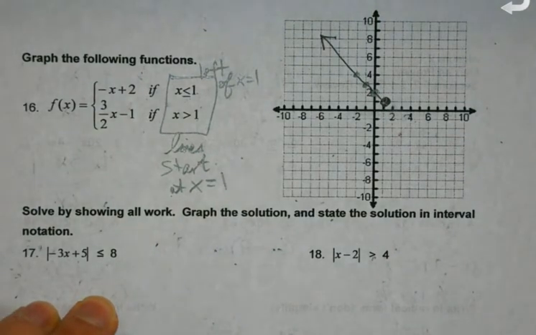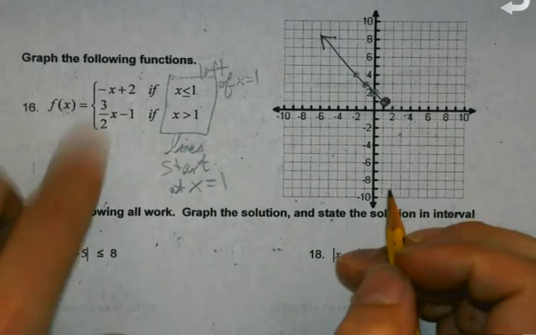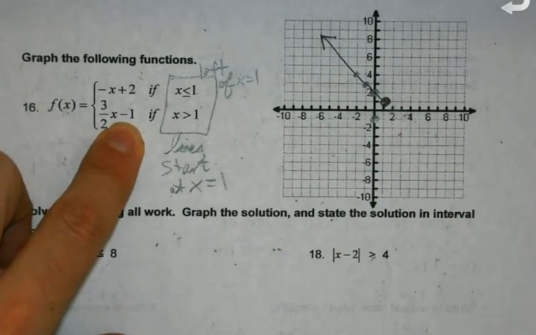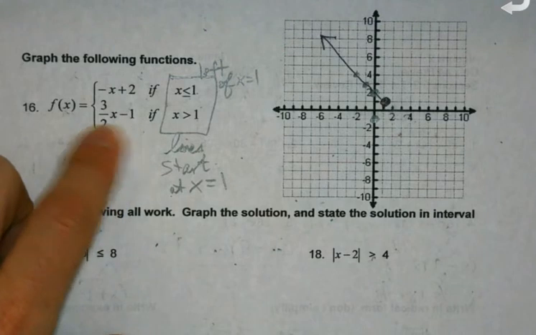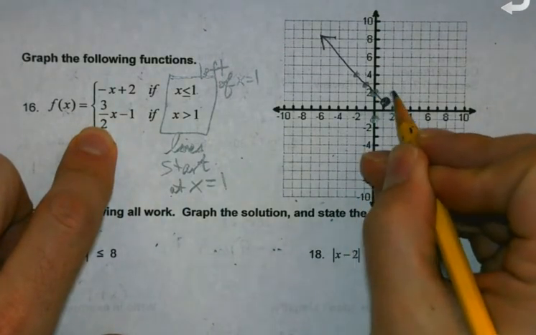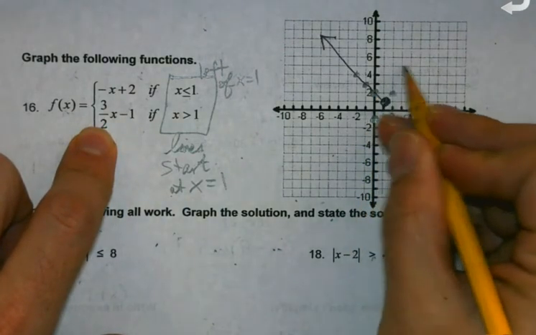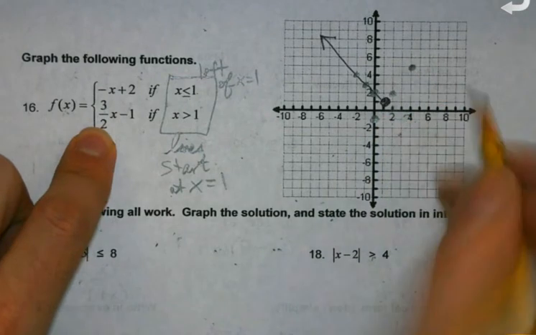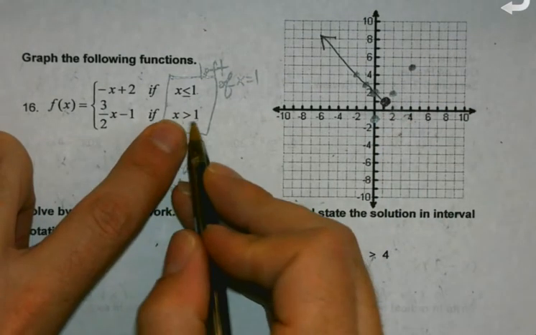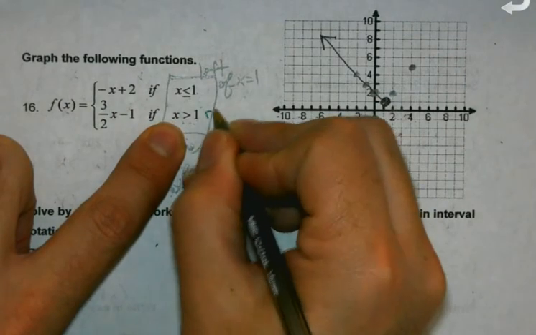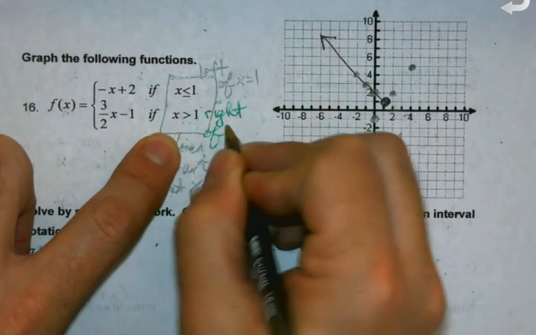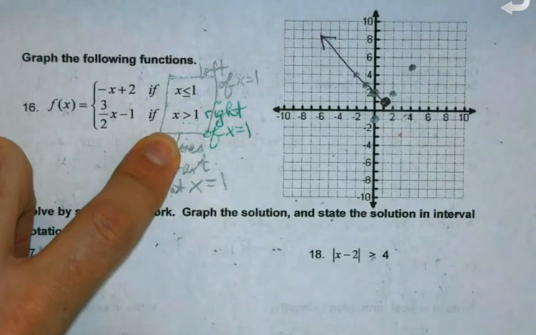Same thing happening on the other one. My y-intercept is at -1. And then I'm going up 3 and right 2. Up 3 and right 2. And I stop for a second. Let me make sure I'm doing this right again. X is greater than 1 means I want my line to go to the right of x equals 1.